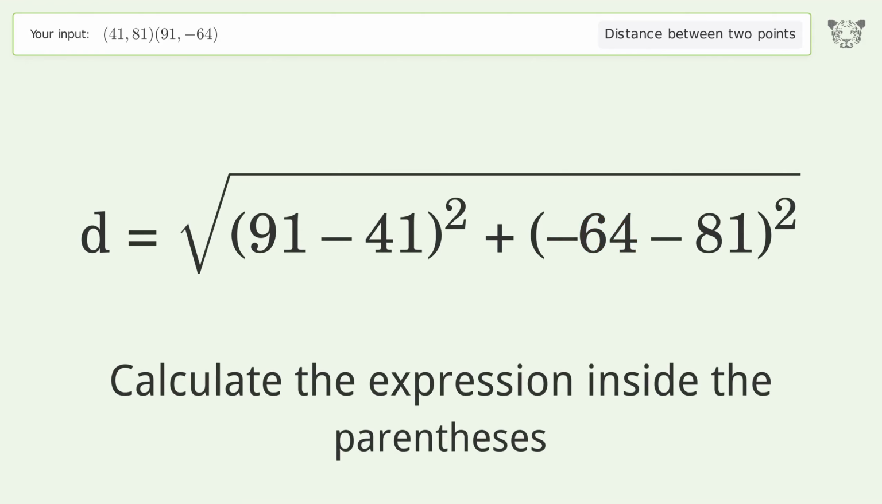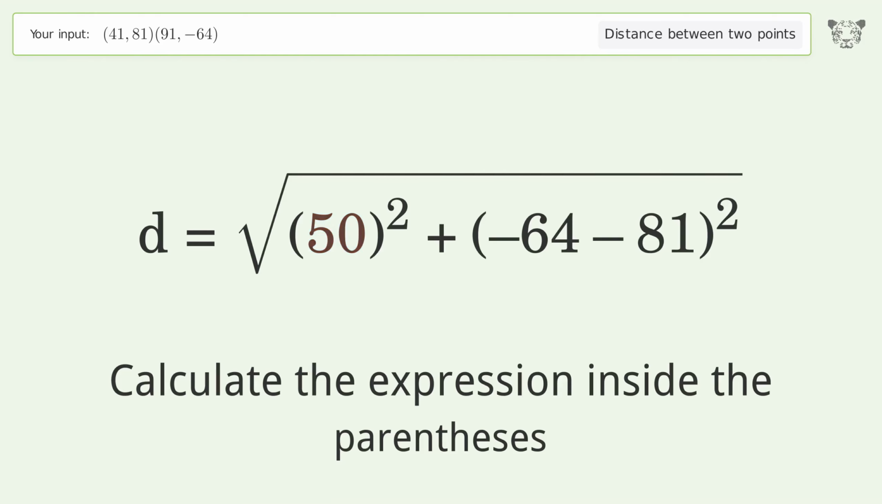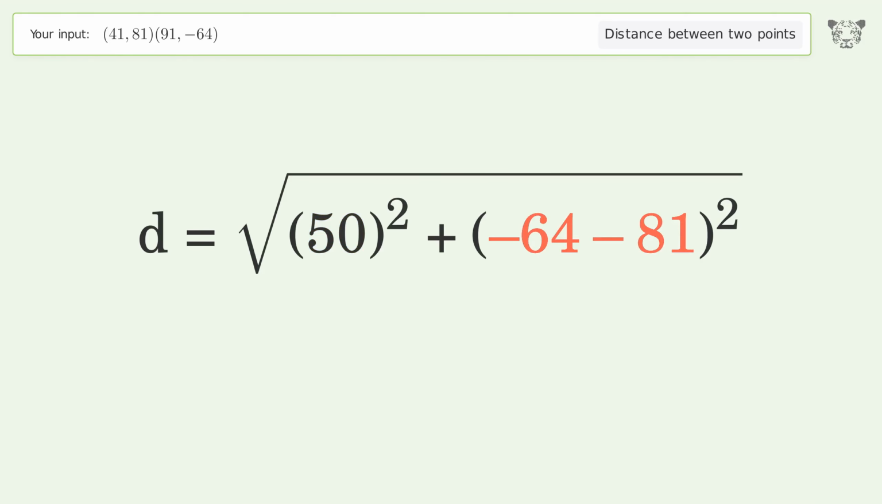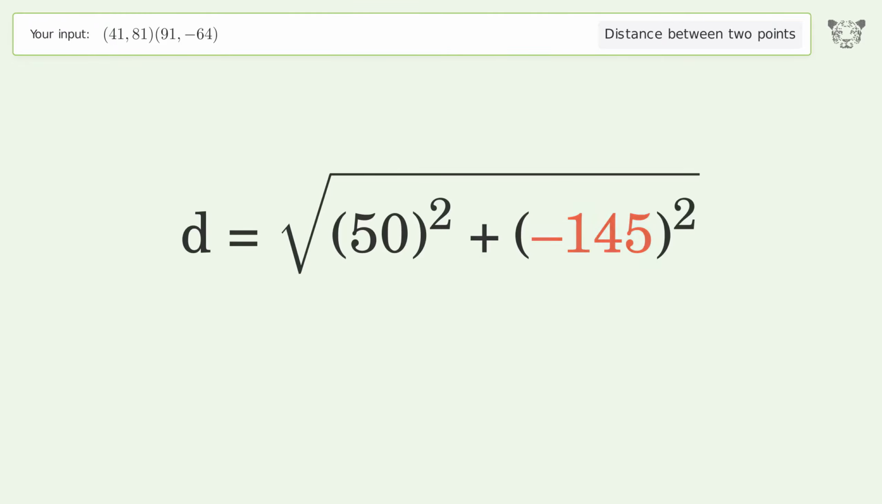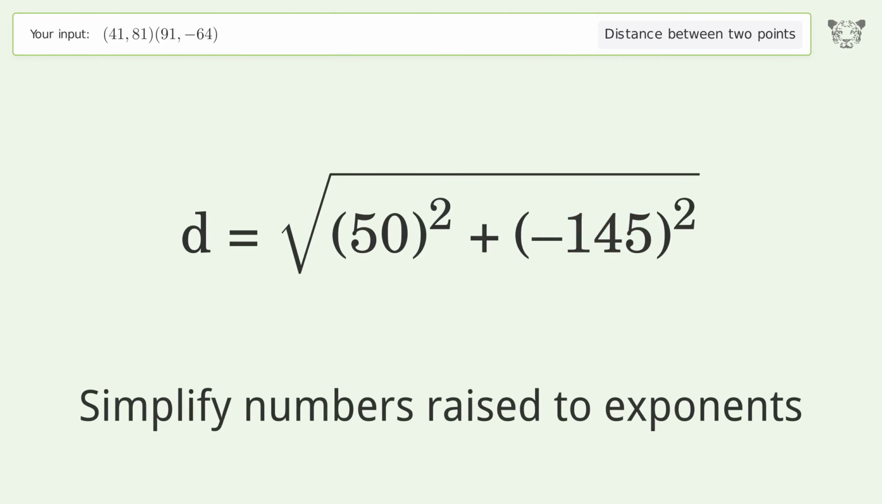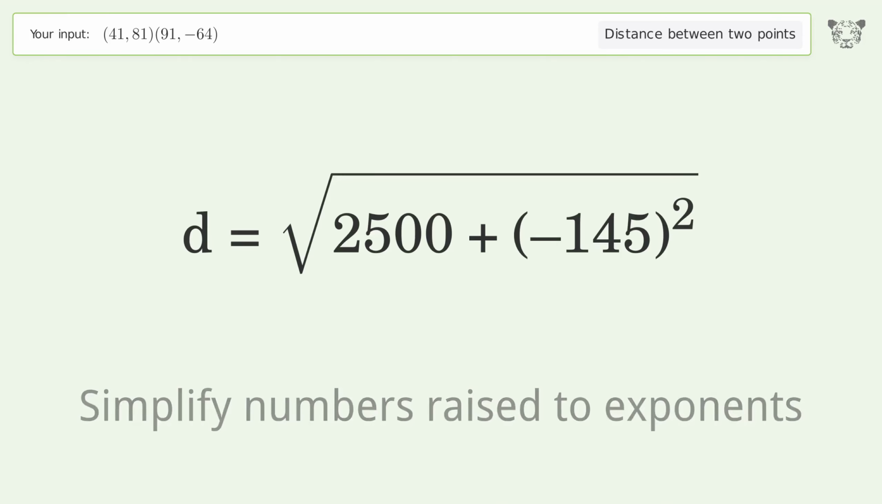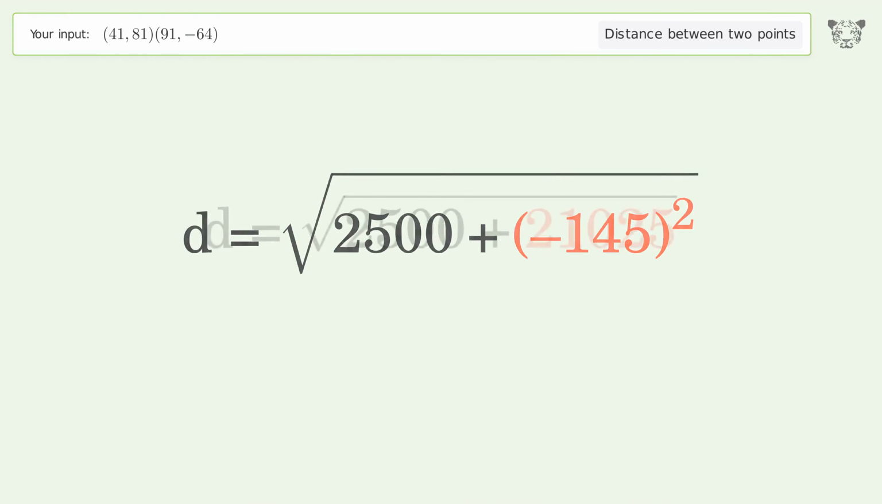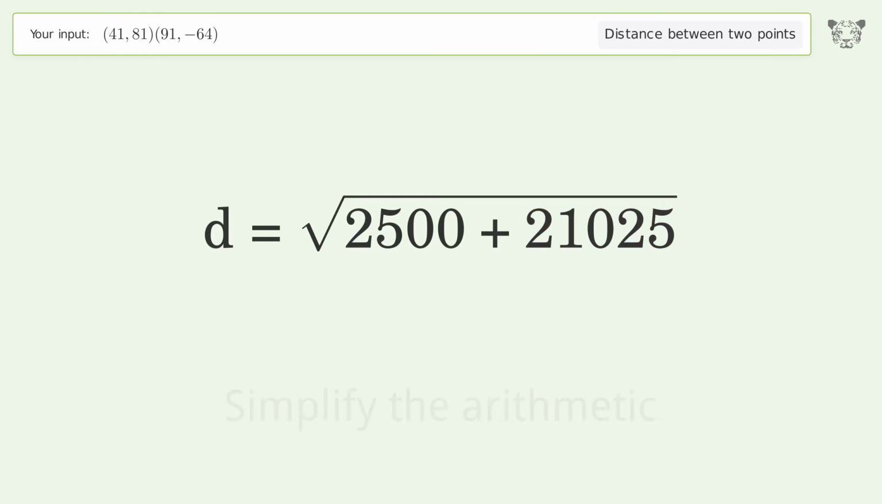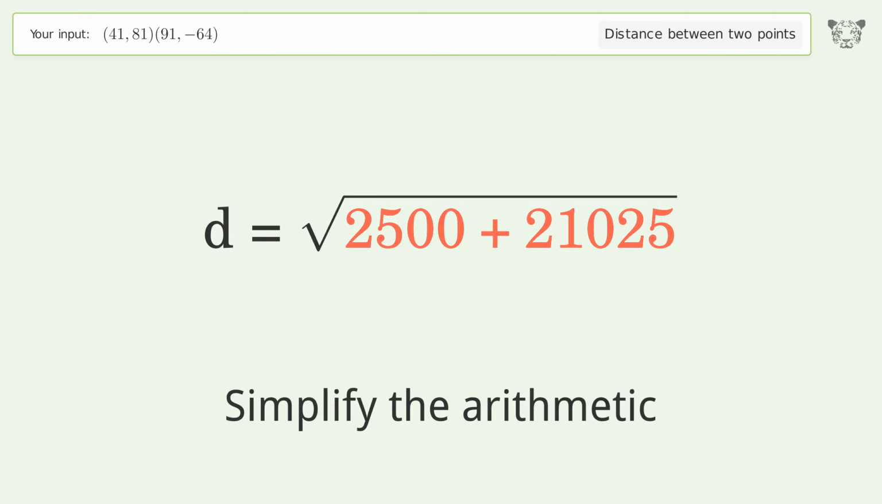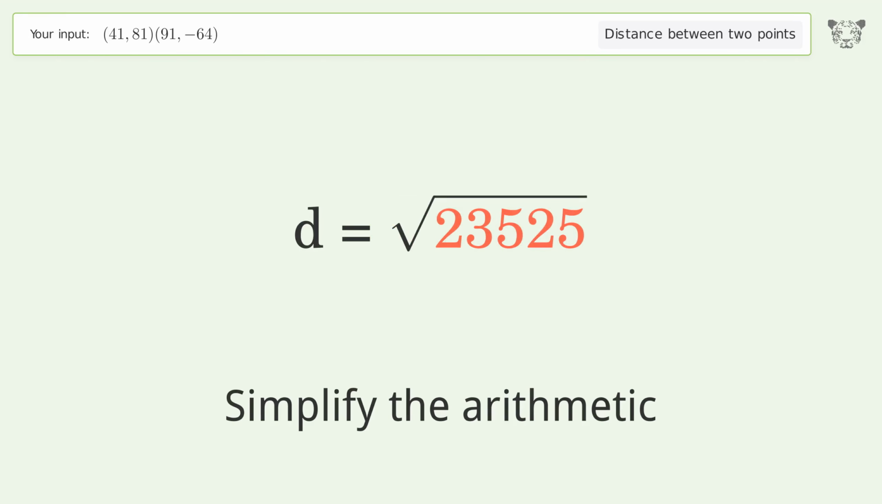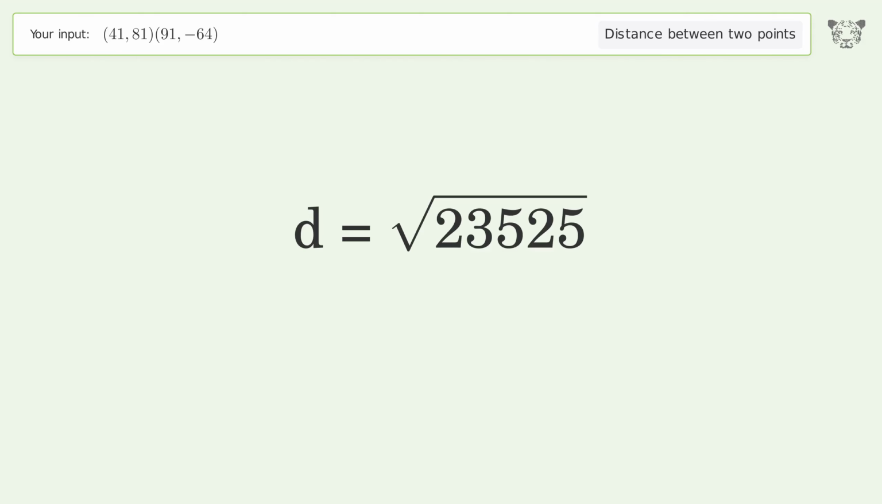Calculate the expression inside the parentheses. Simplify numbers raised to exponents. Simplify the arithmetic. And so the distance between the 2 points is the square root of 23,525 or 153.379.